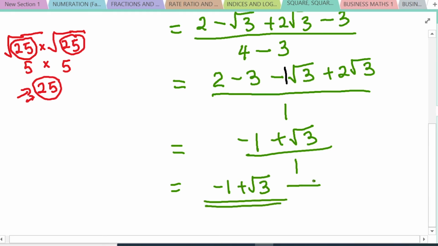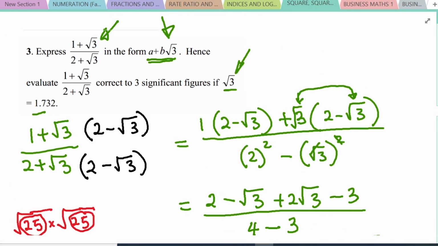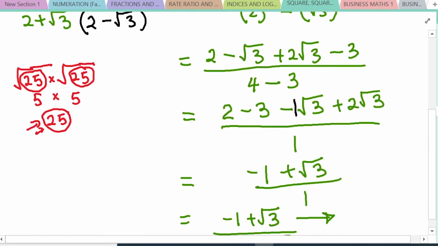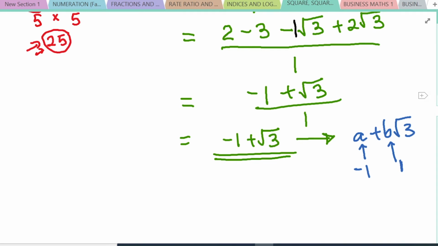Now, do you realize that this has been expressed in this form that was given to us in the question? The question required us to express our answer in this form, and so our answer is in the form of a plus b root of 3. And realize that our value of a here is negative 1 and our value of b is 1, like that. So that's the answer. Now we've answered part A of the question.